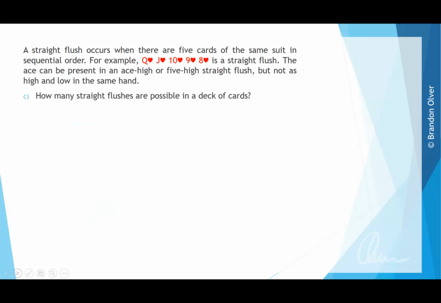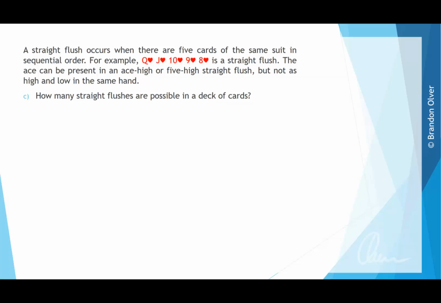A straight flush occurs when there are 5 cards in the same suit in sequential order. For example, we have the Queen, Jack, 10, 9 and 8 of hearts is one possible straight flush. The ace can be present in an Ace High or a 5 high straight flush. So that means you could have the 10, Jack, Queen, King and Ace for an Ace High, or you can have the Ace, 2, 3, 4 and 5 for the 5 high straight flush. What it can't do is be present in both a high and low flush.